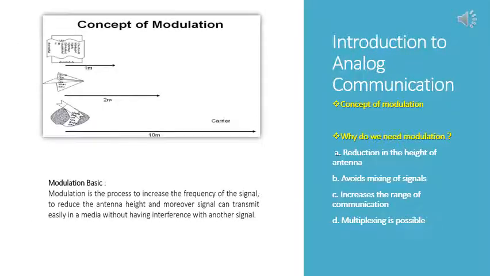Let's start with the concept of modulation here. Going forward, I would like to highlight this picture. Here you can understand the basic concept of modulation. You can see there are three different pictures: one is a simple paper, another is an aeroplane made with that simple paper, and the third is this paper with a stone.